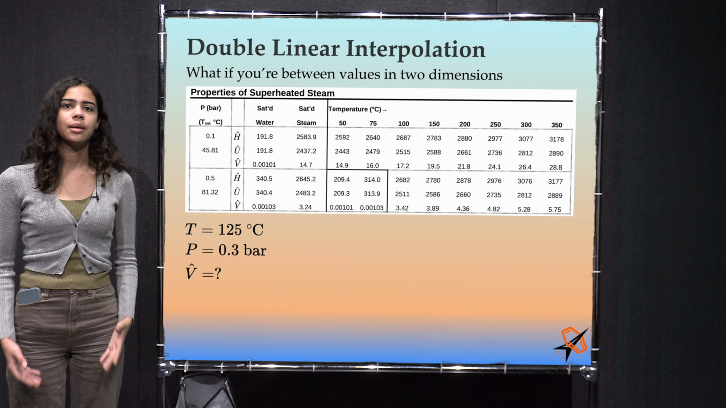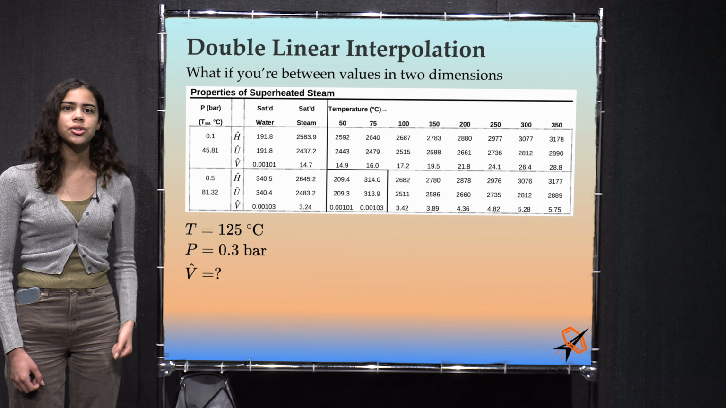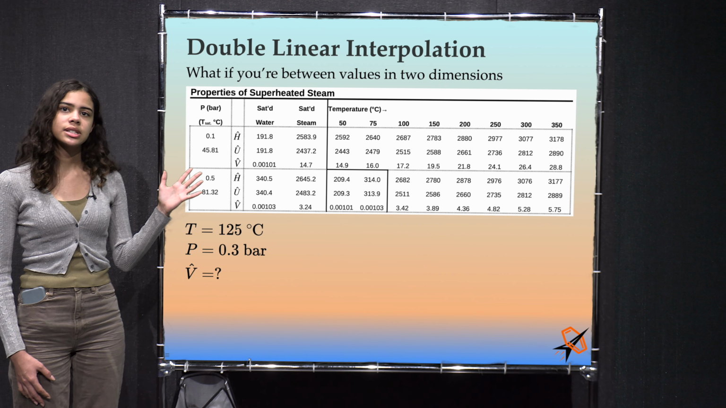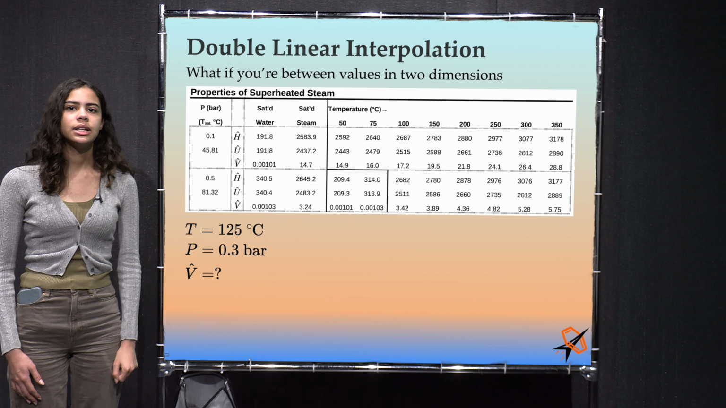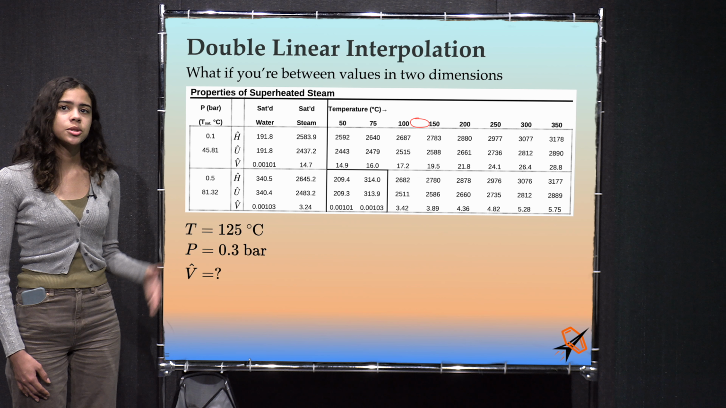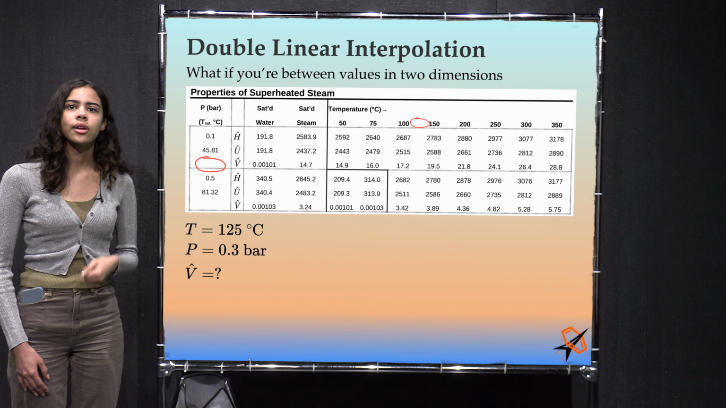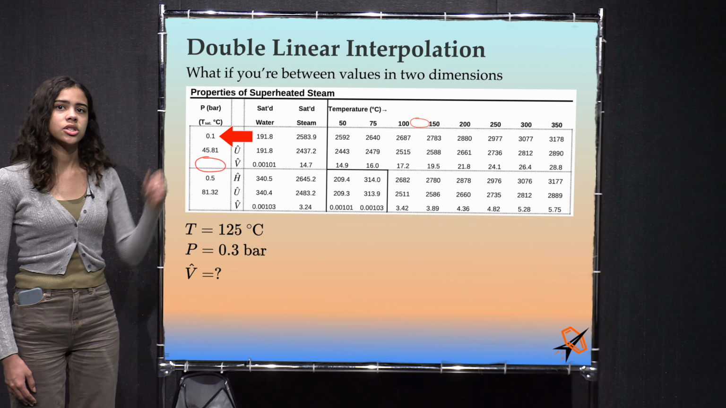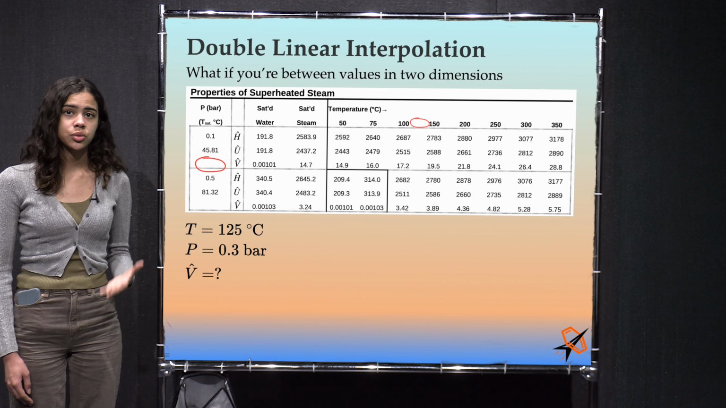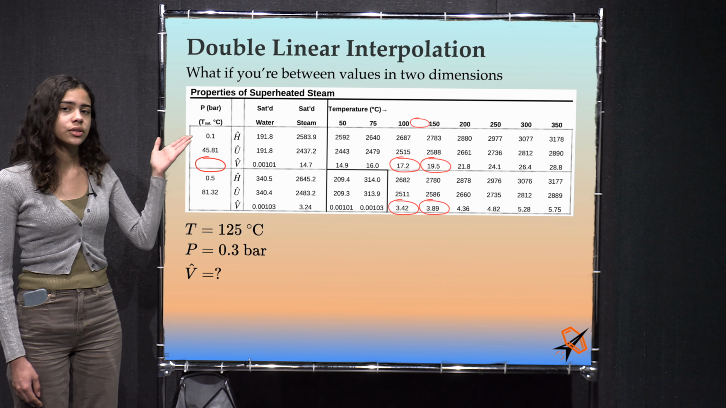Now we'll discuss double interpolation. This comes about if you're between values in a two-dimensional table instead of a single-dimensional table. Here, we have part of a steam table. Let's suppose that we need to interpolate a temperature of 125 degrees Celsius, which we see is between 100 and 150 degrees Celsius, and a pressure of 0.3 bar, which we see is between 0.1 and 0.5 bar. The specific volume, which we are looking for, is in between all 4 of the values, as you can see in the middle of the table.